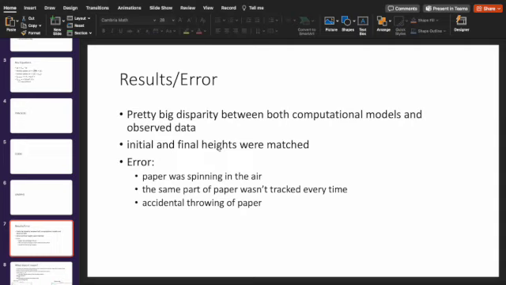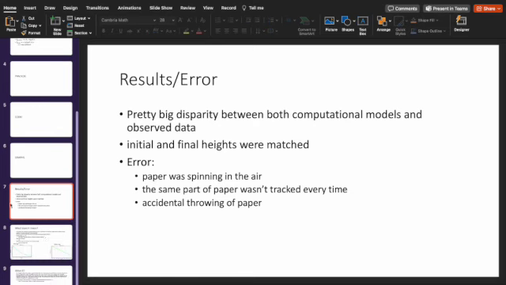So one error in the Tracker model was that the paper was spinning in the air, so I didn't actually track the same part of the paper every time. That could cause some error. Additionally, there could have been some accidental throwing of the paper, because sometimes when you drop something, you accidentally add some force to it.